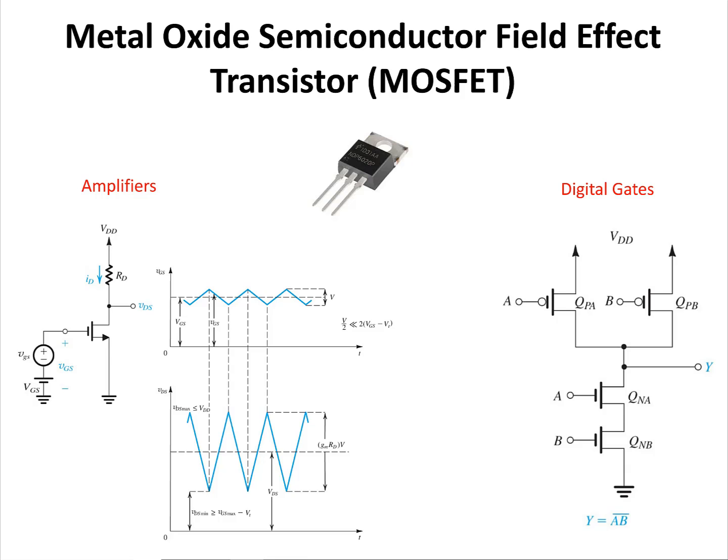When they're used as amplifiers, they can amplify signals with small amplitude and generate signals with larger amplitude at the output. And because of their functionality as a switch, they are used in implementation of digital gates. We are going to study how to use MOS transistors in implementing digital gates in this course.